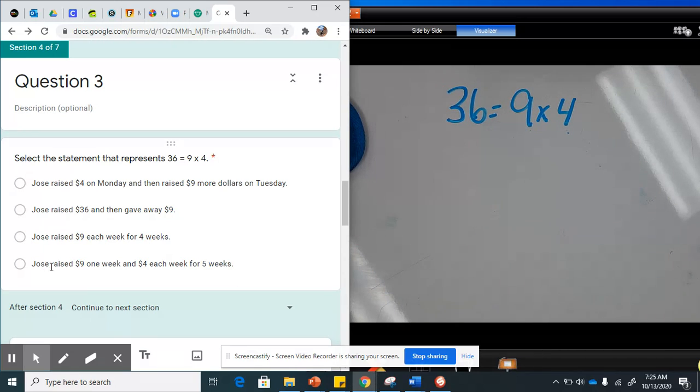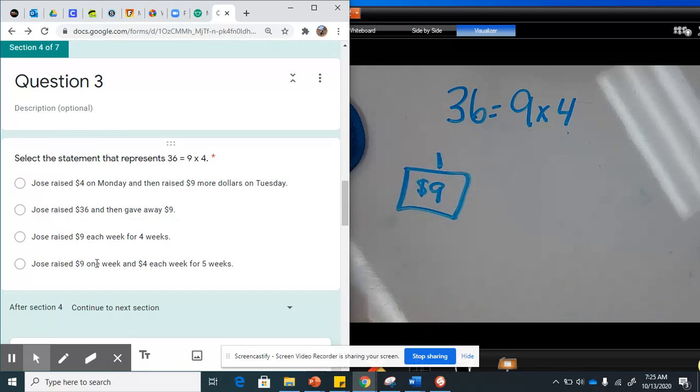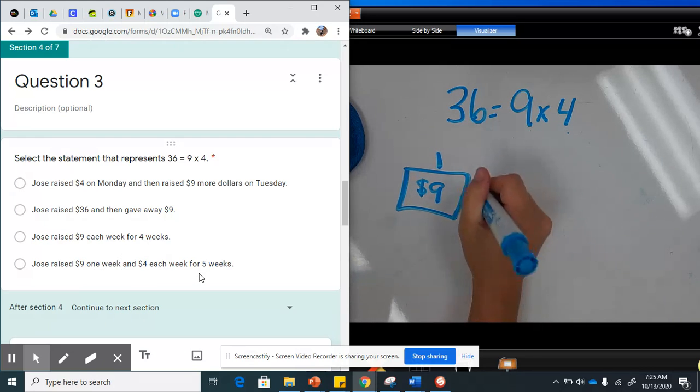The last one says, Jose raised $9 in 1 week. Okay, so in 1 week he raised $9. And then $4 each week for 5 weeks.